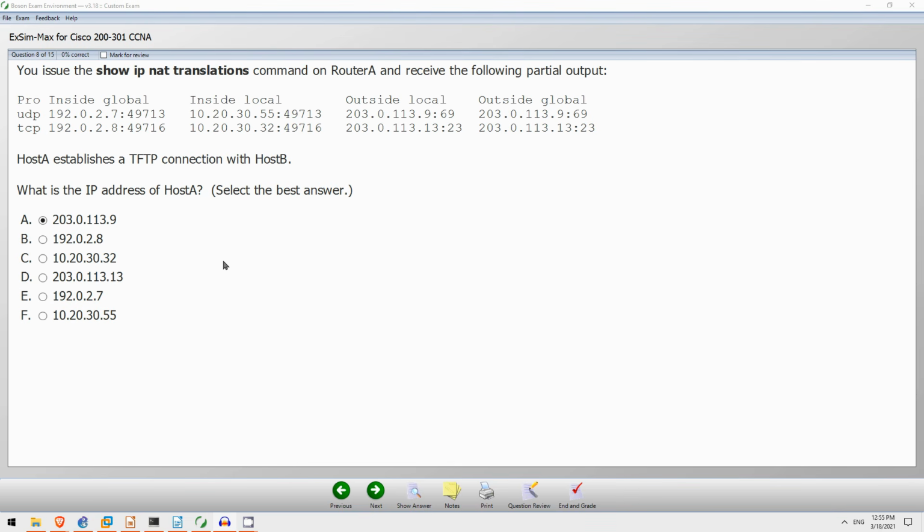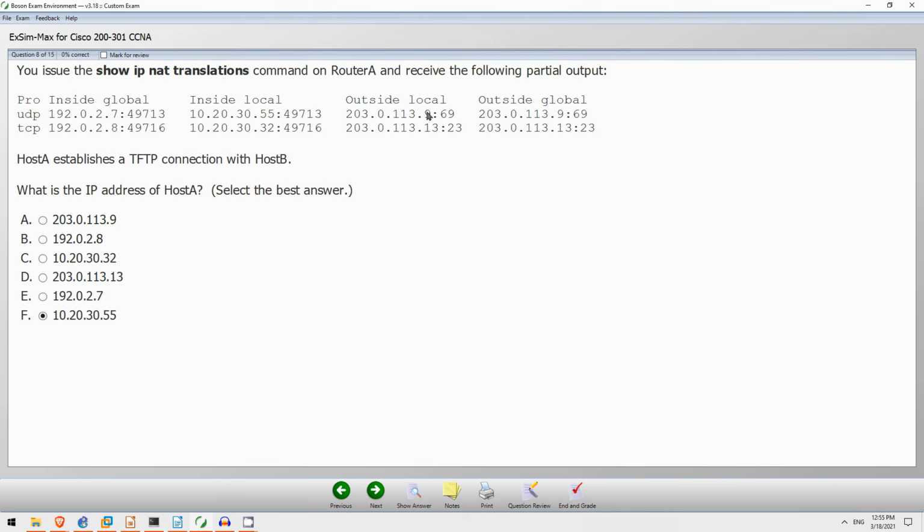Okay, let's check. So I believe the correct answer is 10.20.30.55. Now, how did I decide that? Well, it is a TFTP connection from host A to host B. So how do we know which one is the TFTP connection? Which of these entries? You can look at the protocol. TFTP uses UDP, not TCP. And TFTP's destination port is 69, not 23. So we know it is this top entry.